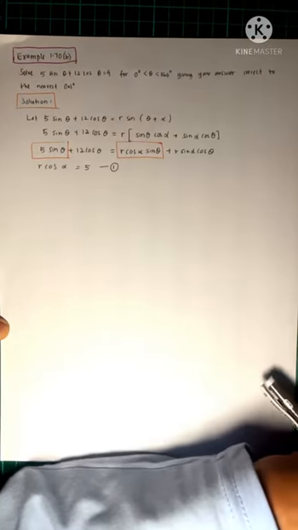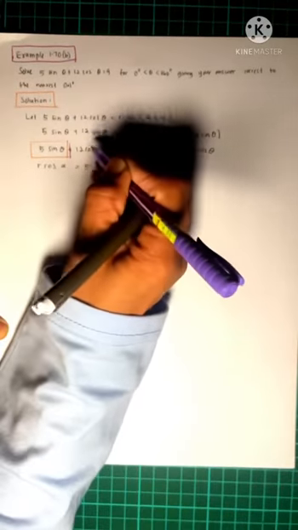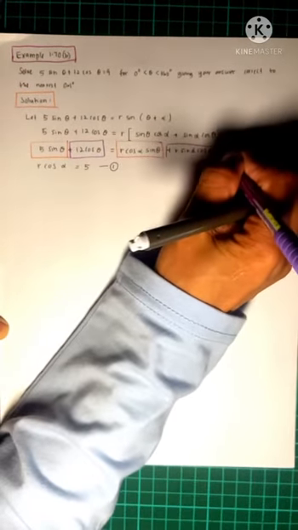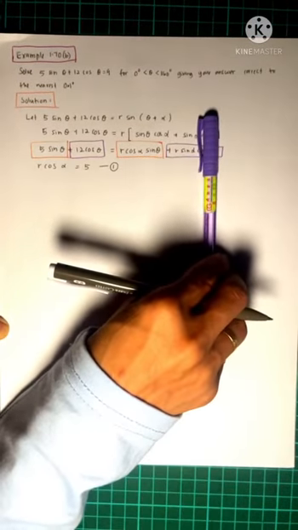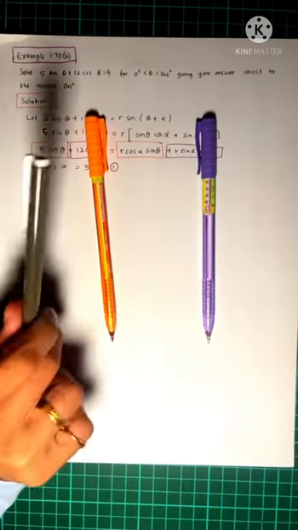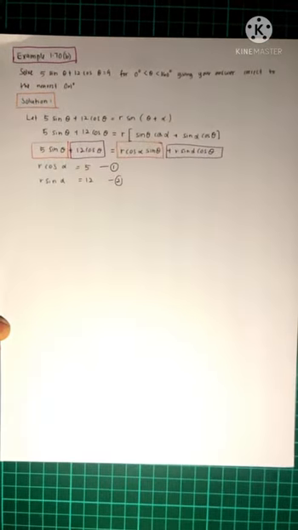Lepas itu kita equate yang ada sebutan cos. So kita tutup cos sebelah sini, so kita akan dapat R sin alpha equal to 12. Let's say this is equation number 2.